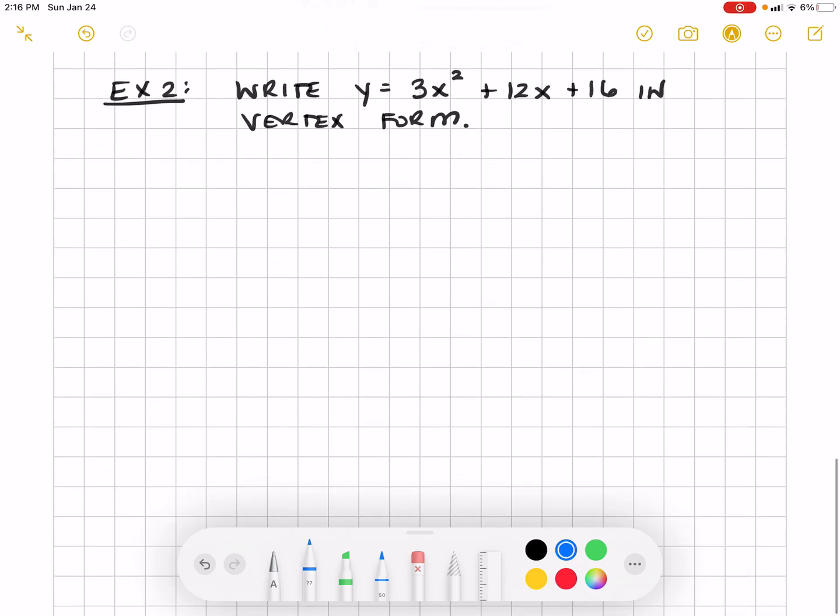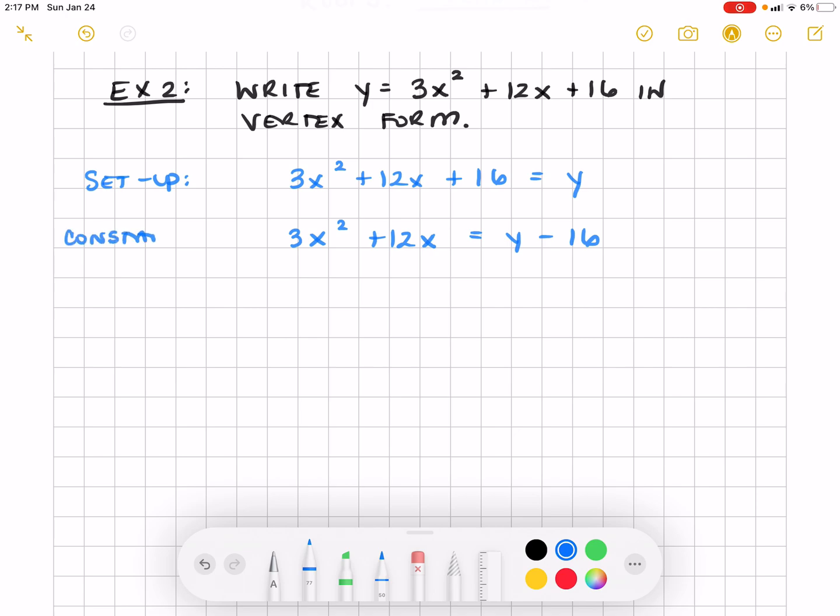All right, so step 1, again, is the setup. And so what I like to do is I'm going to kind of switch this equation around so that I've got my x's over here on the left, and I'm going to put the equals y on the right. And then what we're going to do is we're going to get that constant to the other side. So this is going to be 3x squared plus 12x, and we're going to minus the 16 to the other side. Okay, so we're going to get that constant on the other side. And I don't think it's a bad idea for you to write out the steps again, because I think seeing the math and writing the steps in words is going to help it stick in your brain.